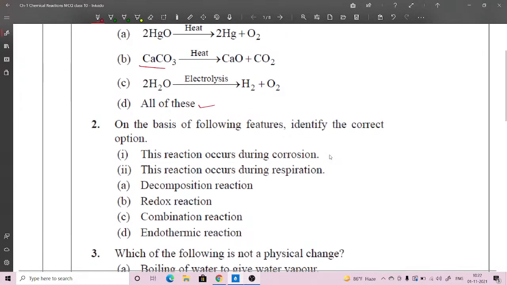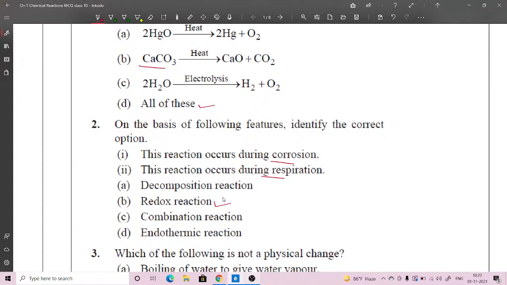Question 2. On the basis of the following features, identify the correct option. This reaction occurred during corrosion and this reaction occurred during respiration. The options are A. Decomposition reaction, B. Redox reaction, C. Combination reaction, or D. Endothermic reaction. Both these examples come under redox reaction. The correct answer is option B, redox reaction.